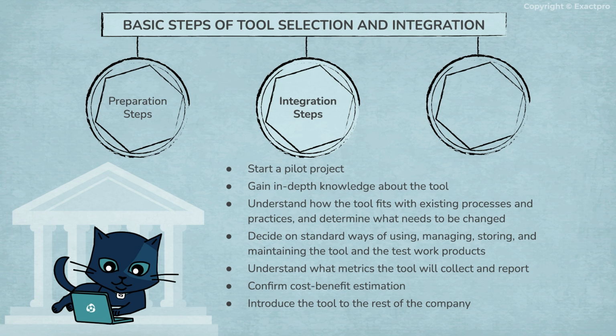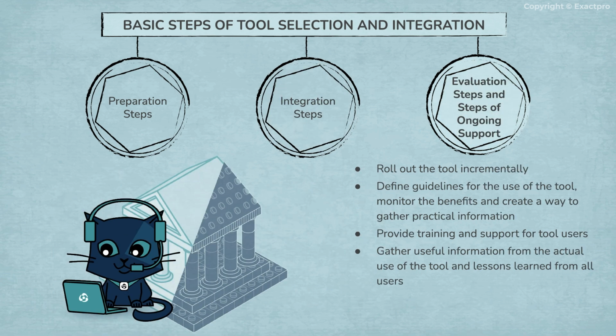Here, you settle on naming conventions, selecting coding standards, and creating libraries. Also, you should understand the metrics that you wish the tool to collect and report. And what's most important, you confirm your cost-benefit estimation. So, all the initial steps are taken, and we're about to introduce the tool to the rest of the company. But how do we ensure a successful deployment and ongoing support of tools within an organization?